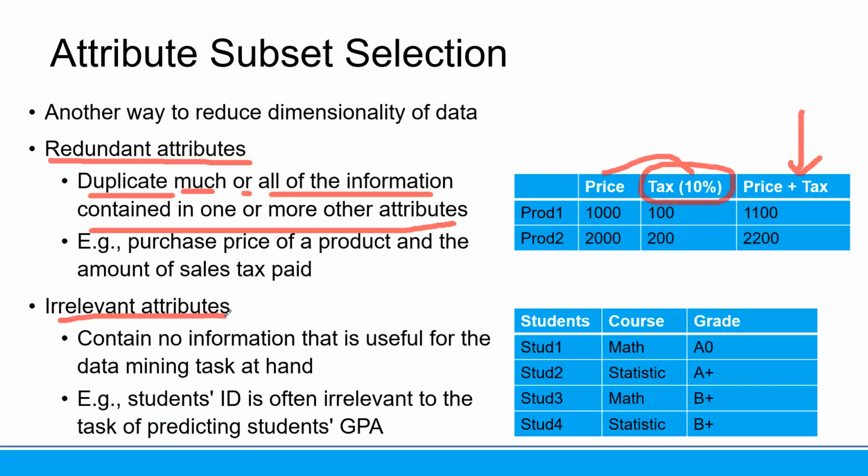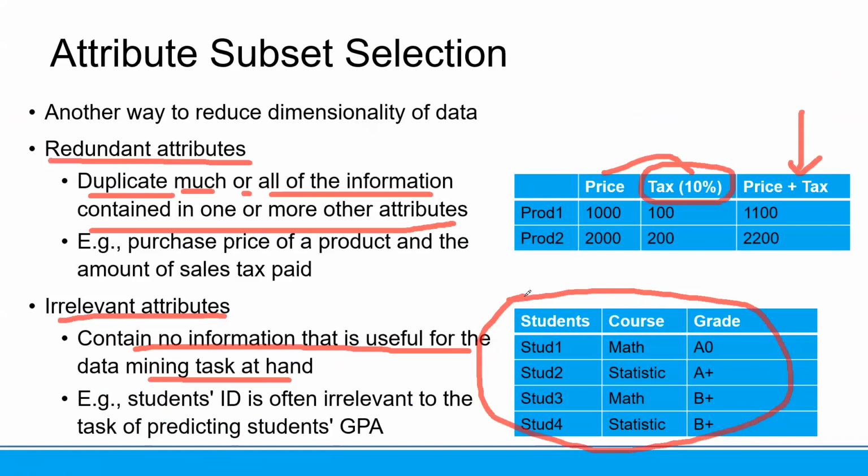Attribute subset selection can also remove irrelevant attributes. The irrelevant attributes contain no information that is useful for the data mining at hand. Let's say this is the data about score or grade. Student 1, in the course of mathematics, the grade is A0. Student 2, in the course of Heuristic, the grade is A+.